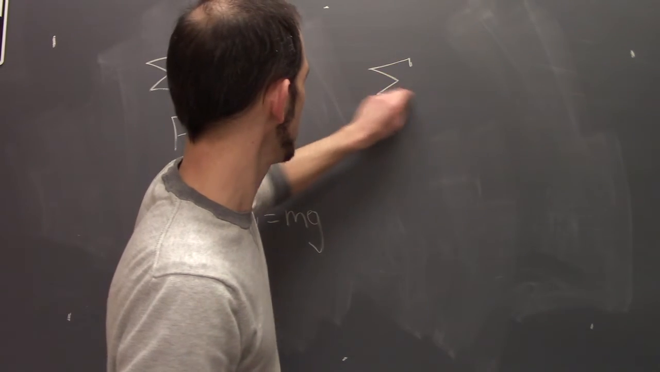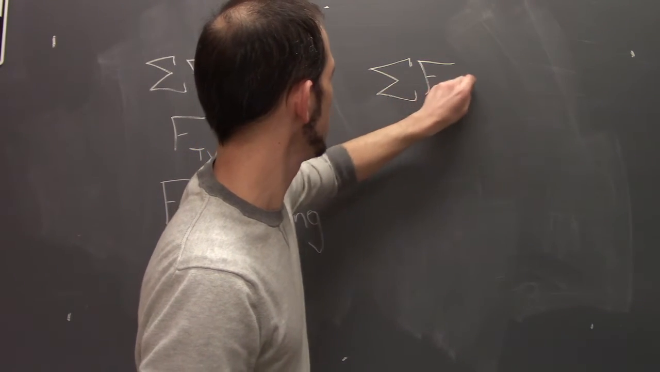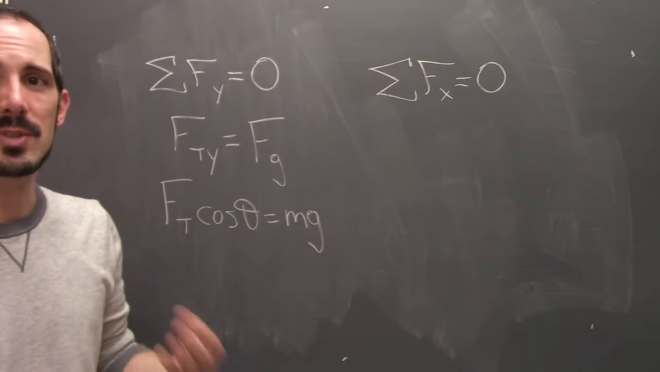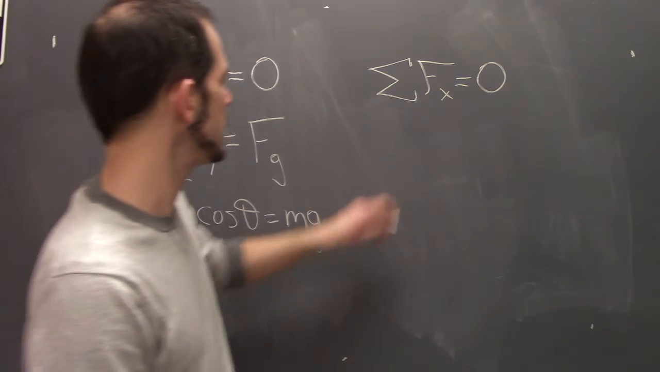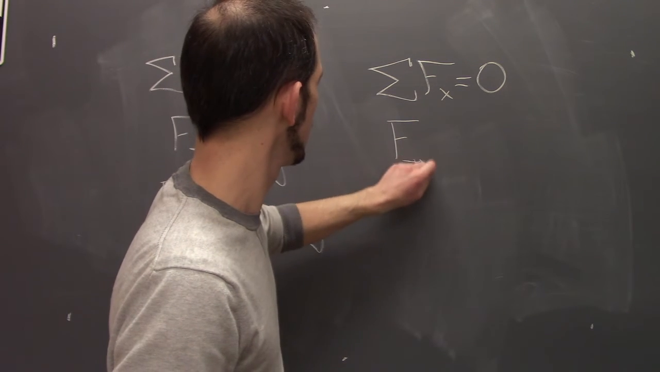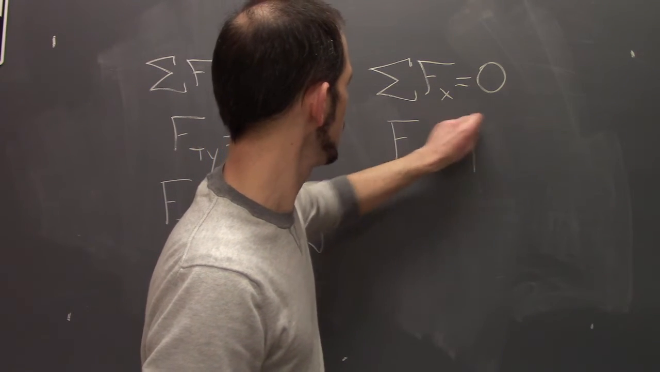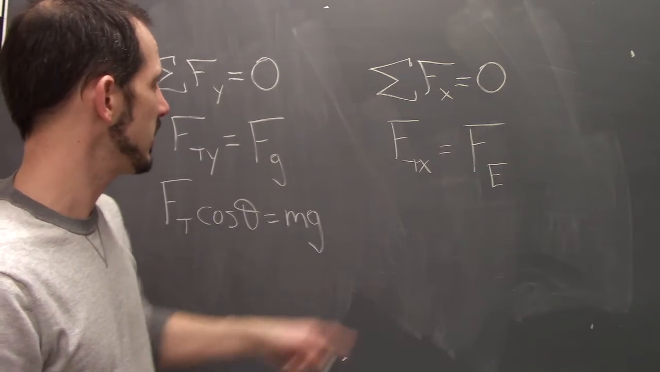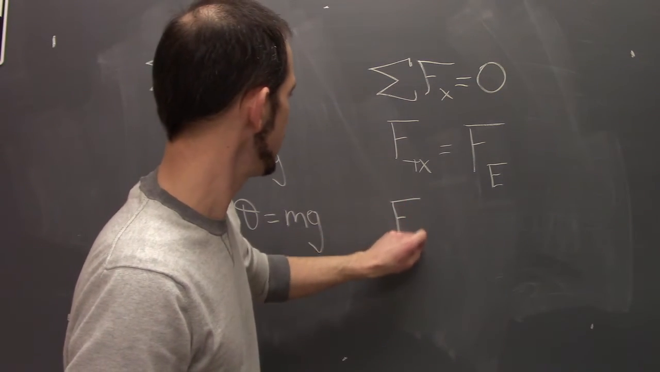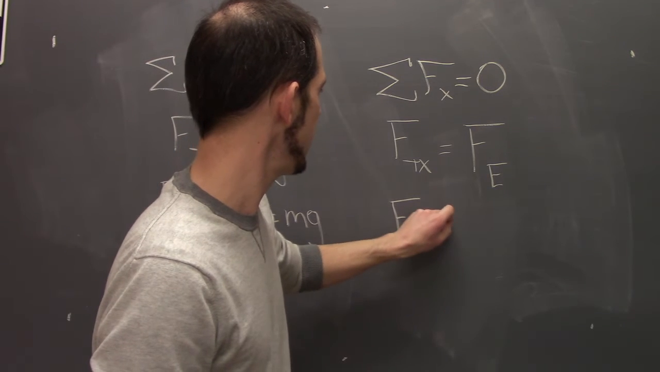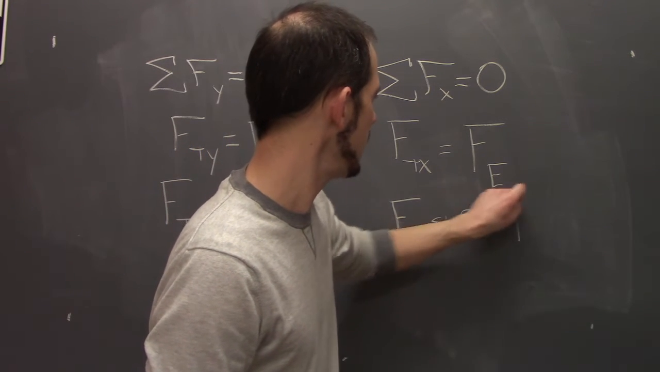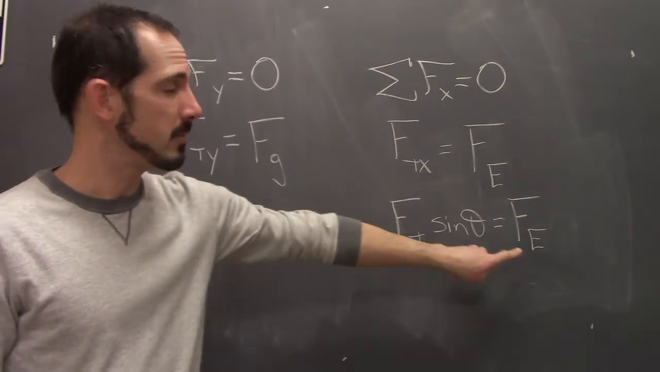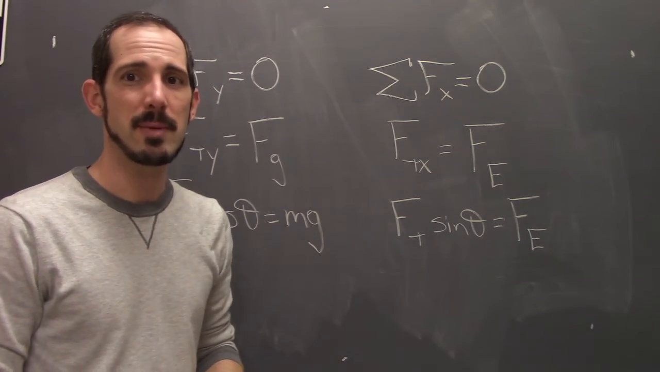In the x direction, the sum of the forces in the x direction also is equal to 0. One force to the right minus another force to the left equals 0, so that means these forces are equal to each other. FTX is equal to the electric force, which is the force that we are interested in finding out about. FTX is FT times the sine of the angle equals FE, which is unknown at this point. So we want to solve for FE and find out what that looks like mathematically.